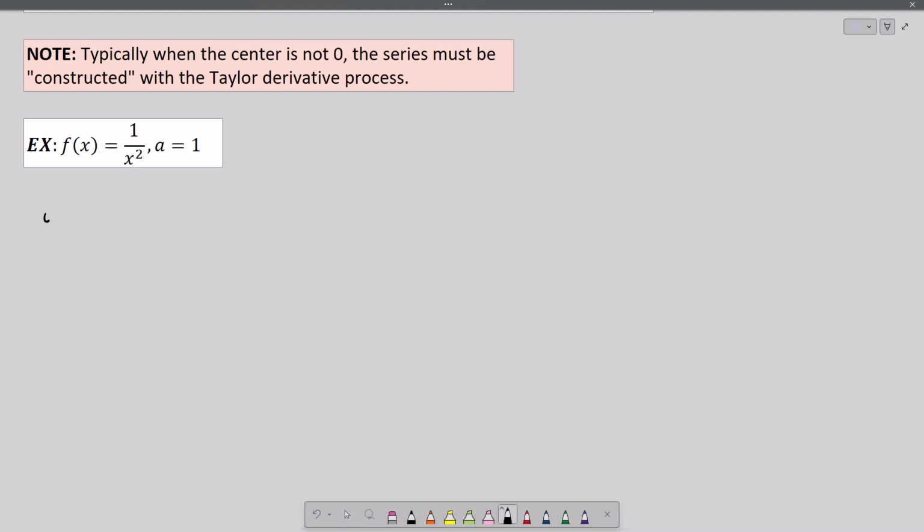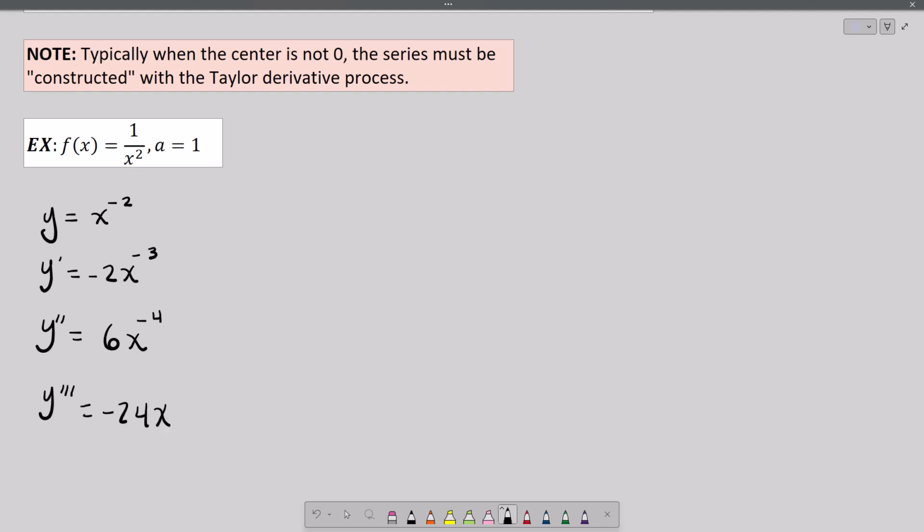So let's start with our function, y equals x to the negative 2. And we're going to differentiate. And so again, so much of dealing with these Taylor series and Taylor polynomials is bookkeeping. It's just trying to keep everything in order and not get tangled up. So using this table process works super well.